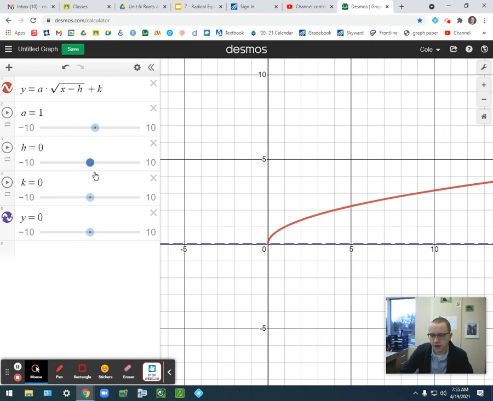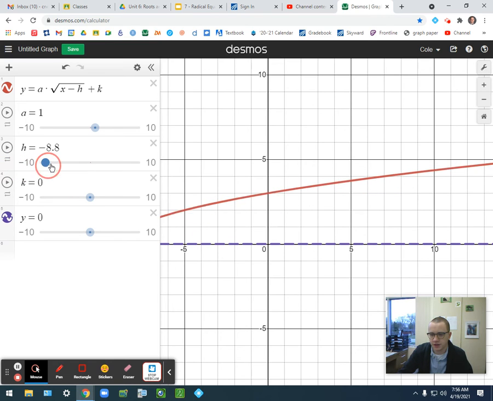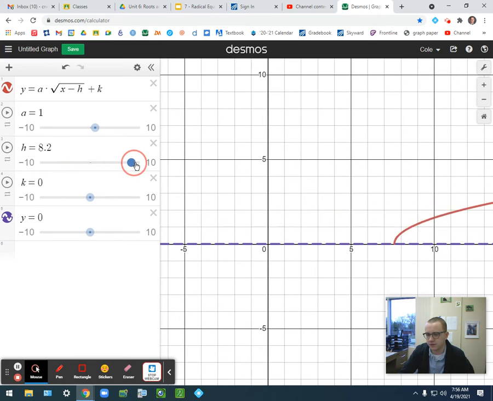And then I want to look at h. H is a translation. So h takes the graph and moves it to the left or to the right. What I notice is that if I make h a big number like 10 or 8, let's do 8, this graph moved right.